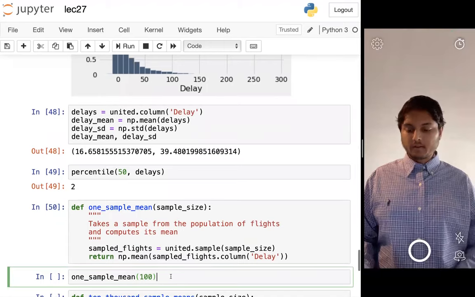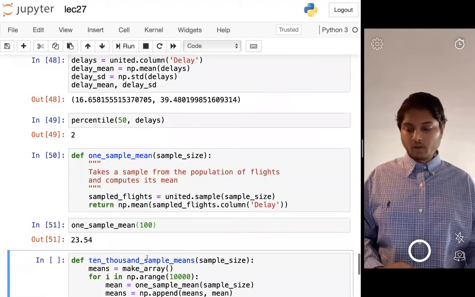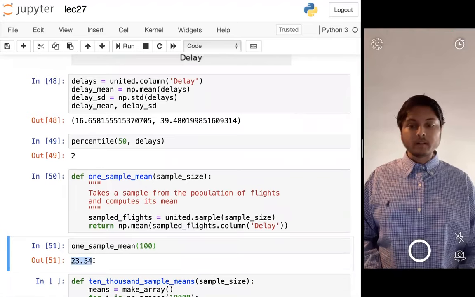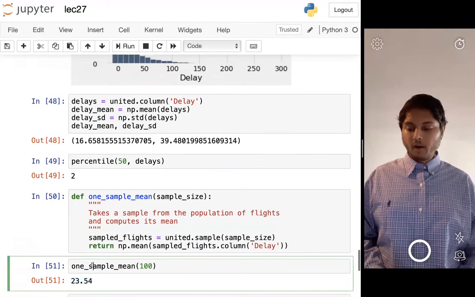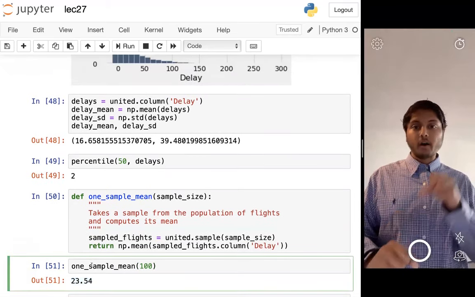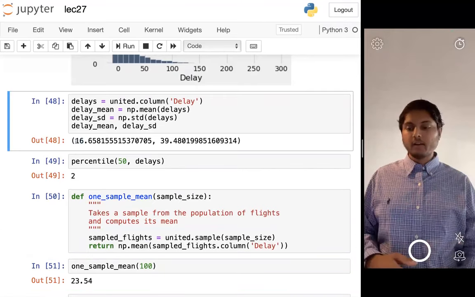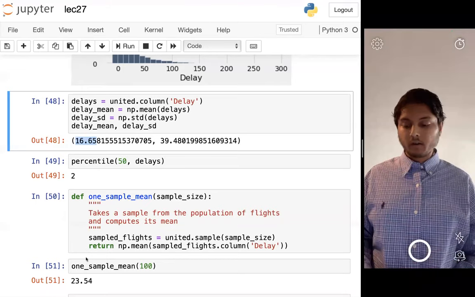So we got that. Now let's do it one time with a sample size of 100. We'll run this. So we ran this once. We happen to get a mean flight delay of 23.54. And so this is our sample average from 100 sampled flights. Now we know that the true mean flight delay of all of the flights is 16.65, and we're trying to get to that number as best as we can.